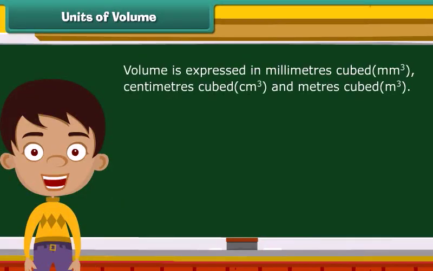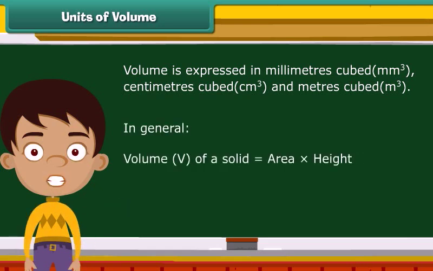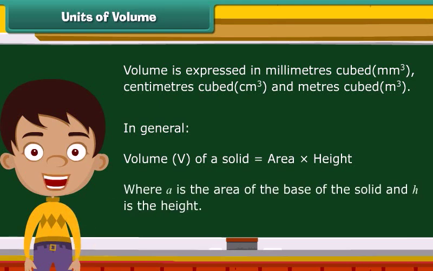Basically, volume is expressed in millimeters cubed, centimeters cubed, and meters cubed. In general, the volume, V, of a solid is given by the area of the base times the height, V = A × h, where A is the area of the base of the solid and h is the height. Let's learn about the volumes of different objects.